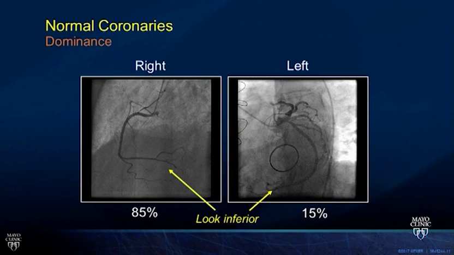This is an example of normal coronary arteries. This is a right dominant circulation. That's present in 85% of cases. And you really want to look at the inferior wall to determine the dominance.